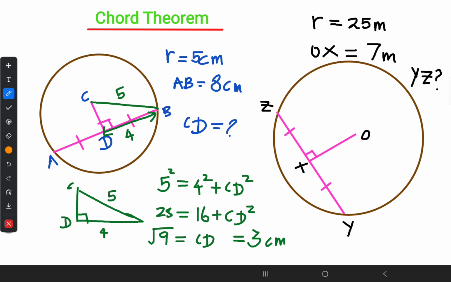Here OX was given. OX is 7 meters and the radius is 25 meters. So I will connect this. So this is 25 meters. When you apply the Pythagorean relationship in this triangle, 25 square, hypotenuse square, equals 7 square plus ZX square. Okay, you can find the answer for ZX as 24. But the question is to find YZ. YZ means double of 24. So YZ would be 2 times 24. That will give you the answer as 48 meters. That is the perfect answer.